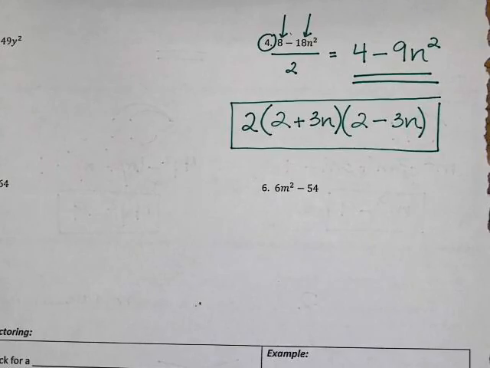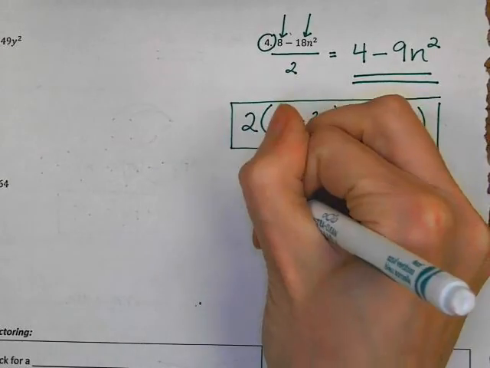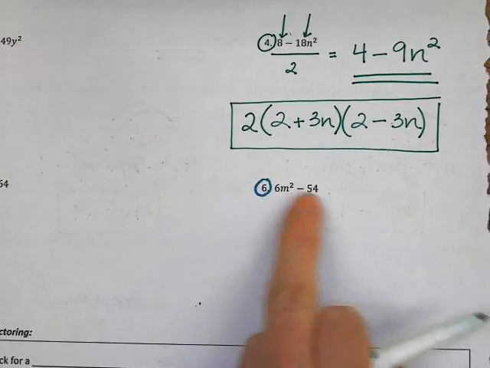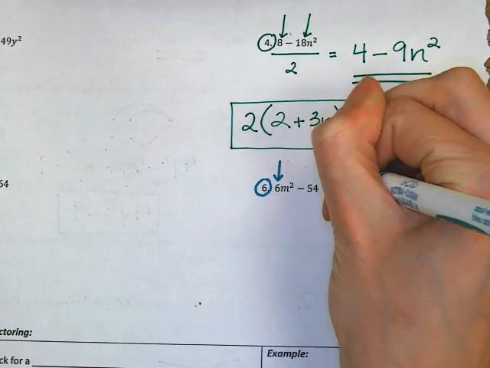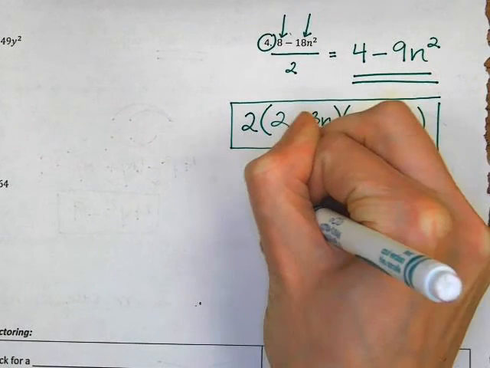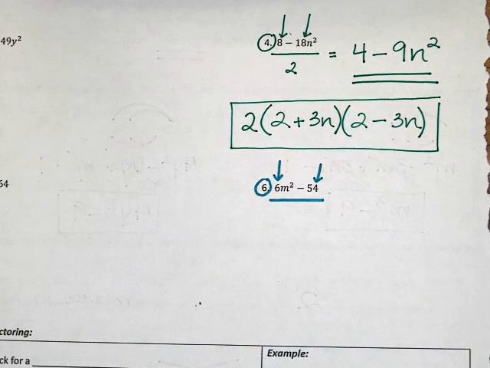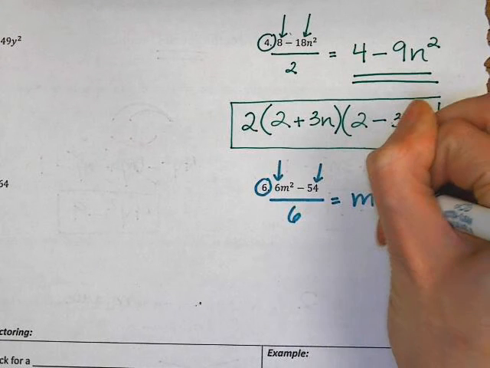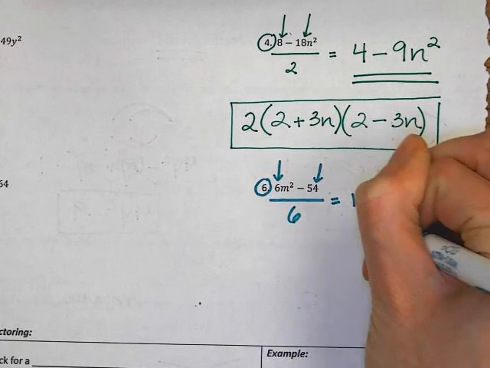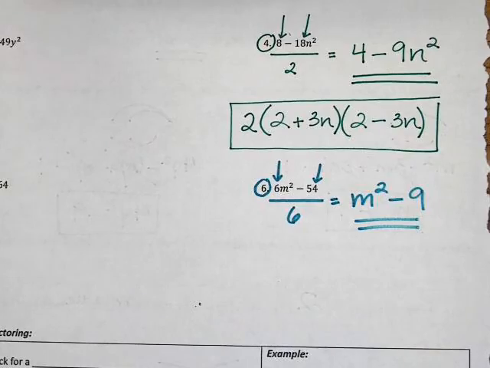All right, last one, number 6. So number 6, they're not perfect squares, and let's divide by a GCF. So what can you guys divide out of 6 and 54? What do they both divide by? The biggest thing they both divide by is 6. And if you do that, you're left with 1m squared minus 9. And this we know how to do because those are both perfect squares.